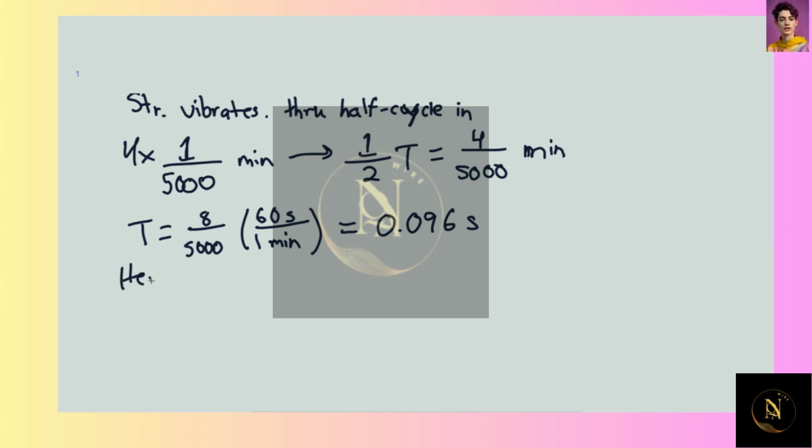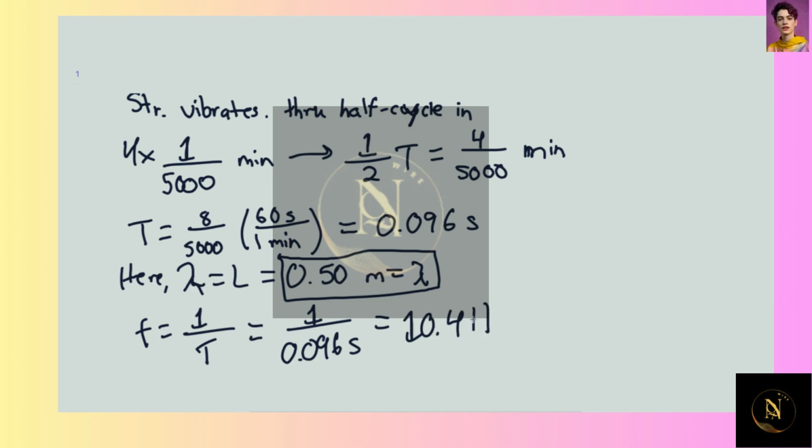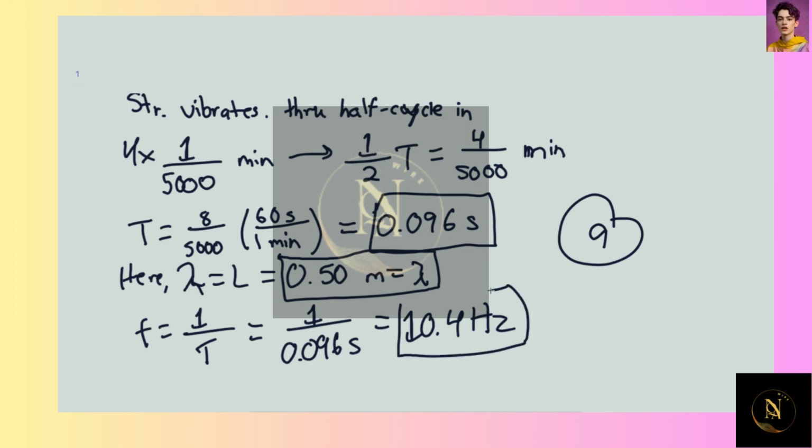Here, the wavelength equals the length of the entire string. So this is simply going to be equal to 0.50 meters. This is going to be equal to the wavelength. And then we can say that the frequency is simply the reciprocal of the period. So it'll be 1 divided by 0.096 seconds, and we have a frequency of 10.4 hertz. So that will be A. This is the answer for part A. We have the period here, we have the wavelength here, and we have the frequency here.